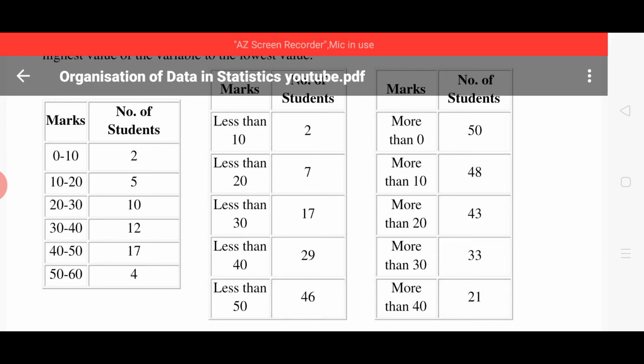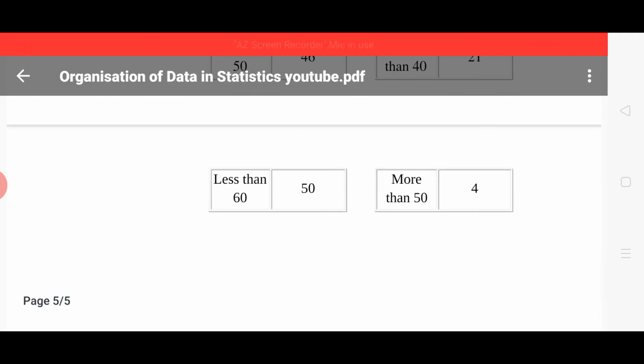Now marks and number of students, more than 0 to 10. More than 0, everyone, 50, is there. Then more than 10, 48. What will we do? 50 minus the frequency in front of the 0 to 10 class. Then more than 20, 48 minus 5, that is in front of 10 to 20. In this way, we subtract the frequency of the concerned class. In this way we can get more than and less than values. Here you can see 50 and 60 as given.